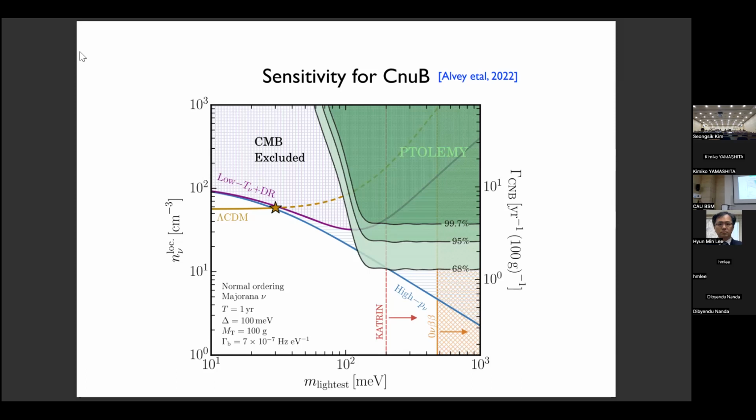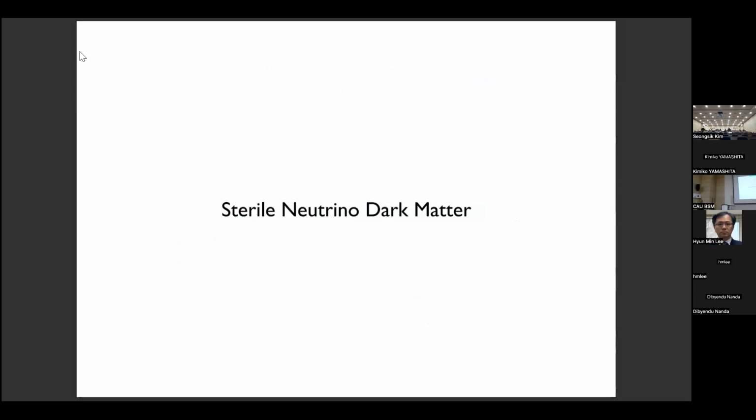So they show this kind of sensitivity for observing these standard model neutrinos. But actually what our interest is, is not the standard model neutrino, it's a sterile neutrino. That's additional.